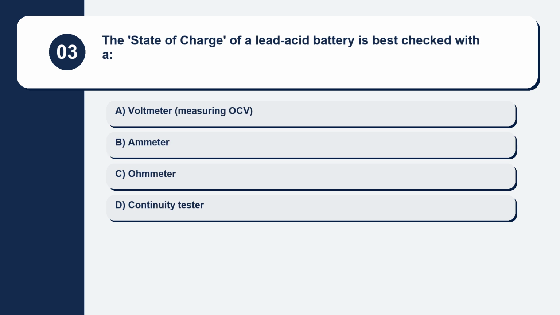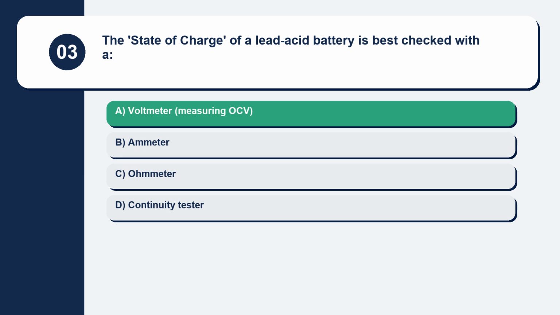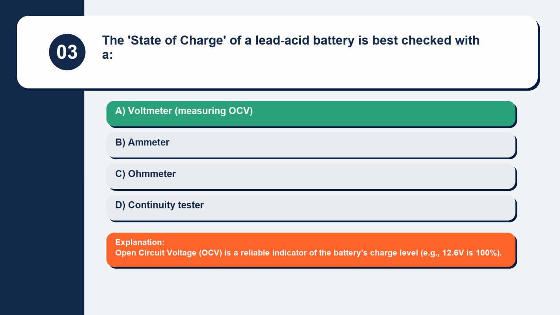Question 3. The state of charge of a lead-acid battery is best checked with a voltmeter, measuring OCV, ammeter, ohmmeter, continuity tester. Open circuit voltage, OCV, is a reliable indicator of the battery's charge level. Example: 12.6 V is 100%.